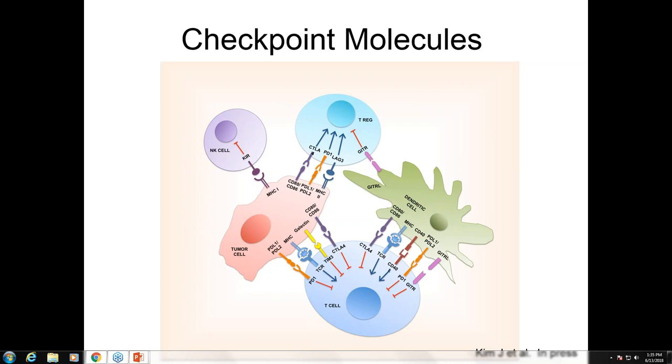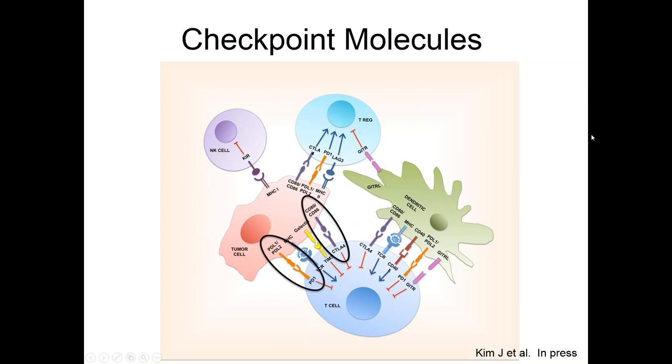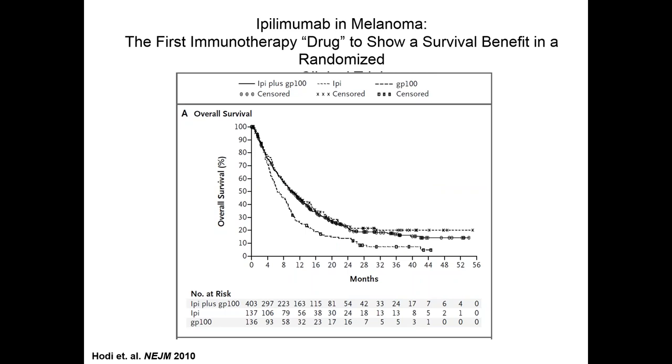Now, of the checkpoint molecules, the two most famous ones to date are what's called anti-PD-1 and anti-CTLA-4. With anti-CTLA-4, the first study in 2010, about 8 years ago, showed for the first time in a prospective trial that you were able to get patients with advanced cancers cured. Dr. Hodi and his group gave patients anti-CTLA-4, and these patients had metastatic melanoma, and about 20% of these patients were long-term survivors.